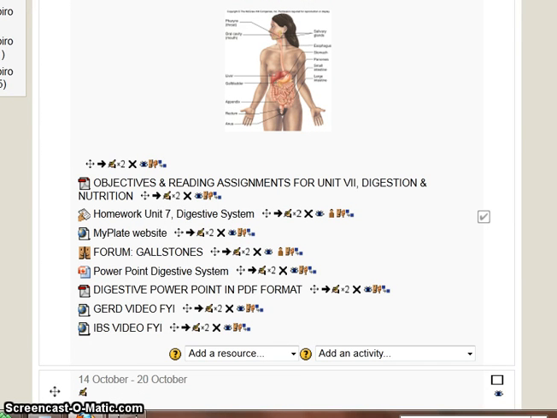Homework: the My Plate website is a government website that replaces the food pyramid, and it is a really very helpful place. Your homework for this unit involves taking a look at that. All right. I usually put the PowerPoints both in a Word document and also as a PDF, so it should be very accessible to all of you.